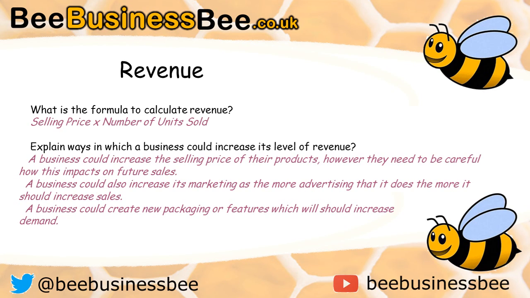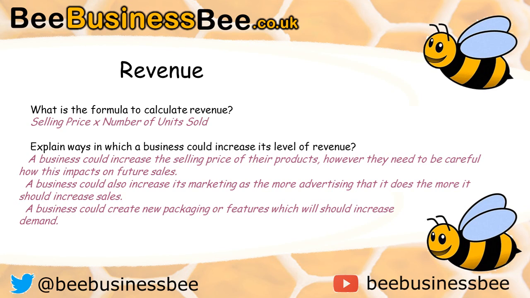The formula to calculate revenue is selling price times the number of units sold. So that's the selling price of each item multiplied by the number of units that it sells. In the exam, read it carefully. Look for where the data will be. Somewhere it will tell you how many items the business is selling, and somewhere it will tell you their selling price.